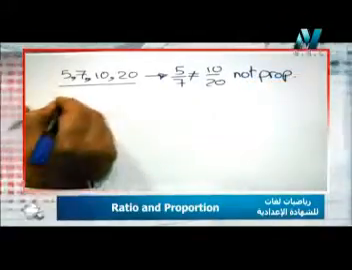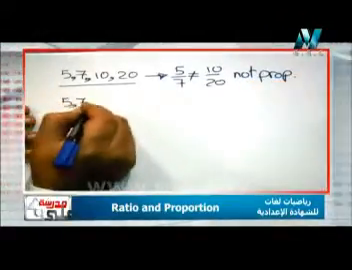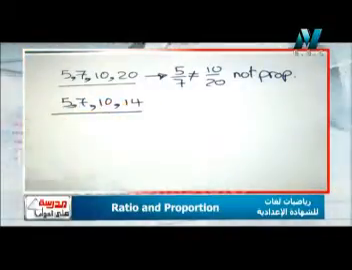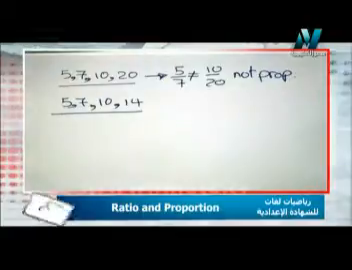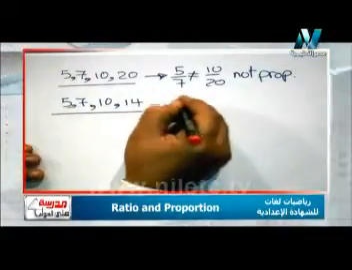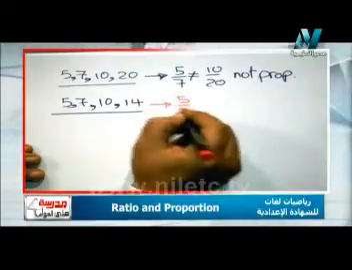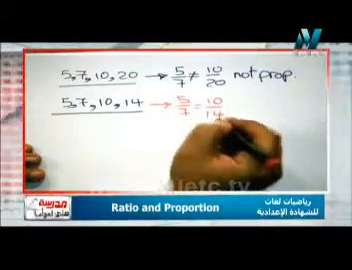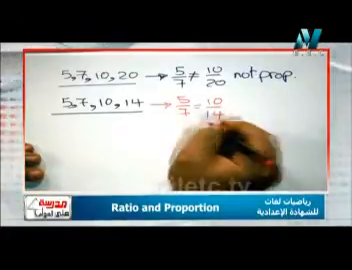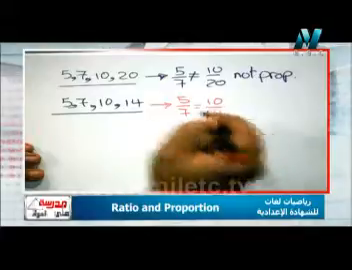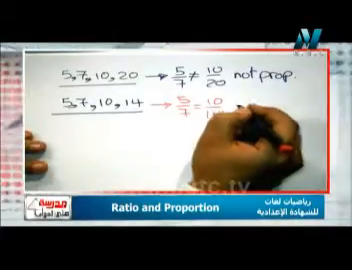But 5, 7, 10, 14. When I ask you, is this a proportion? 5 over 7, yes. And it's the same as 10 over 14, of course, because the simplification of 10 over 14 is 5 over 7. If you divide by 2 up and down, the answer will be 5 over 7. So this is a proportion.